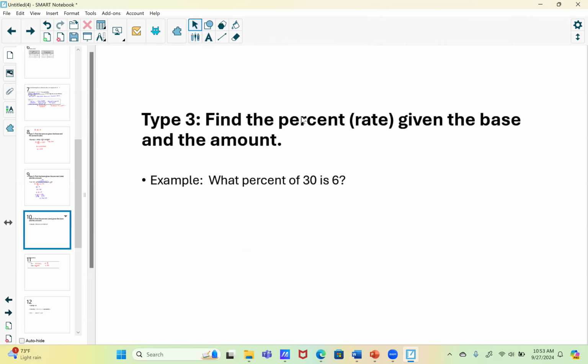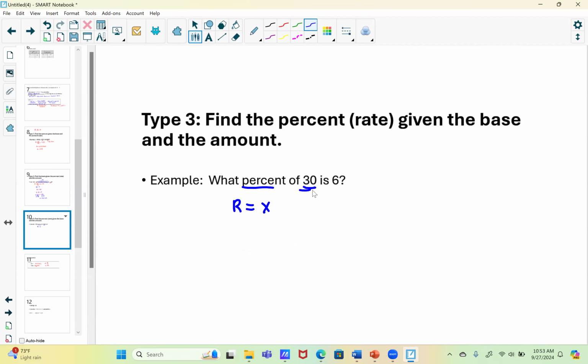Okay, the third type is find the percent or the rate given the base and the amount. So in this case, I don't have the percent, I want it. And so it looks like this. What percent of 30 is 6? So for this, I am looking for the percent. So I don't know the rate. Again, I can call that X, or you can just say R.